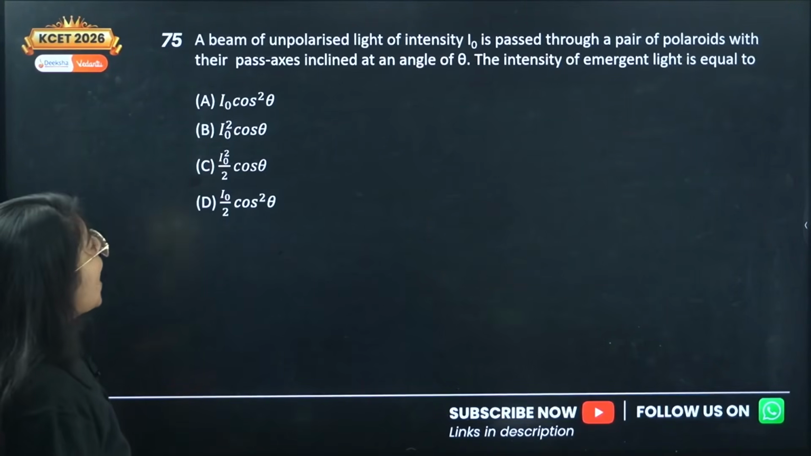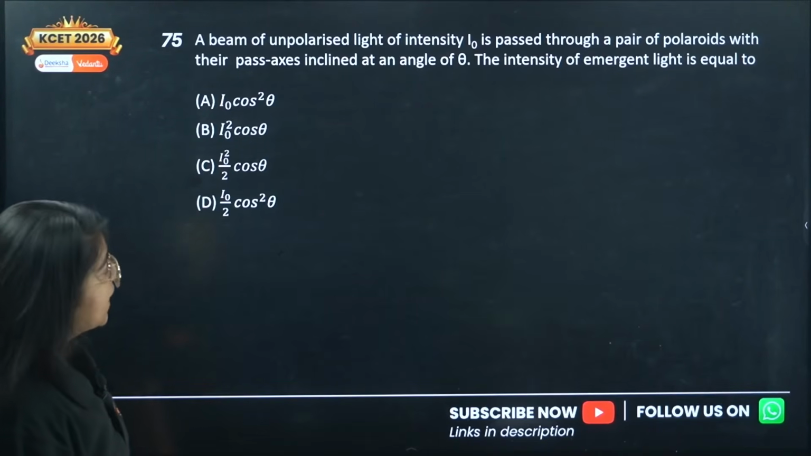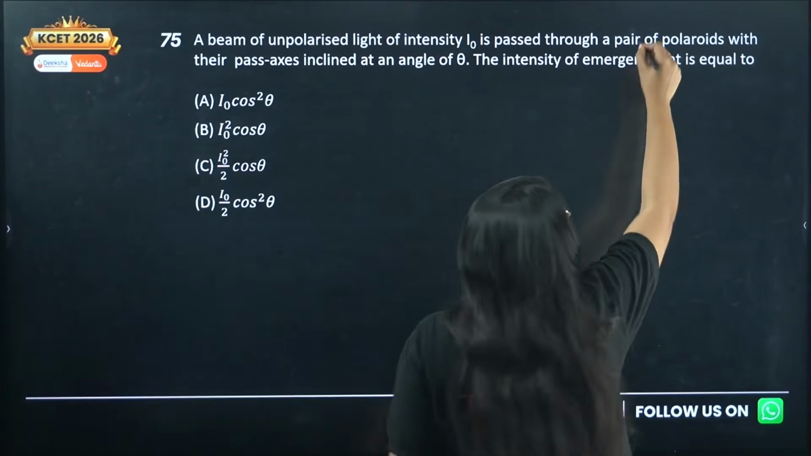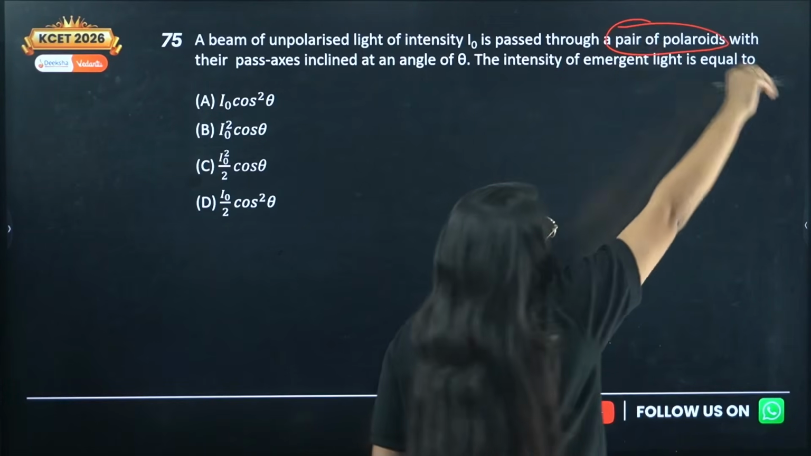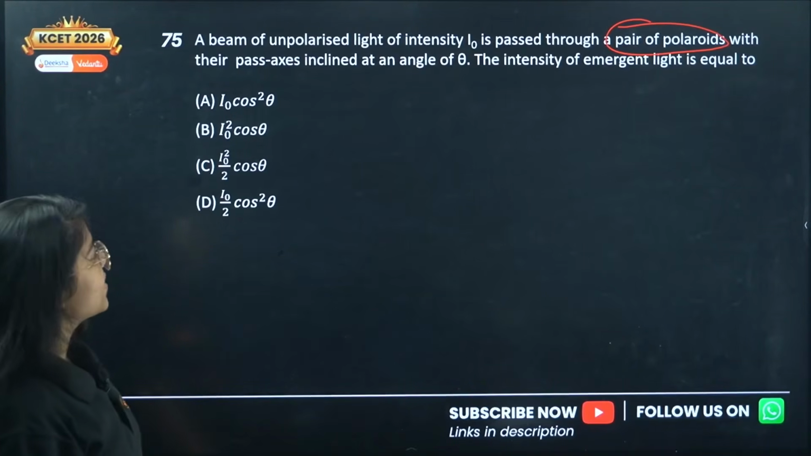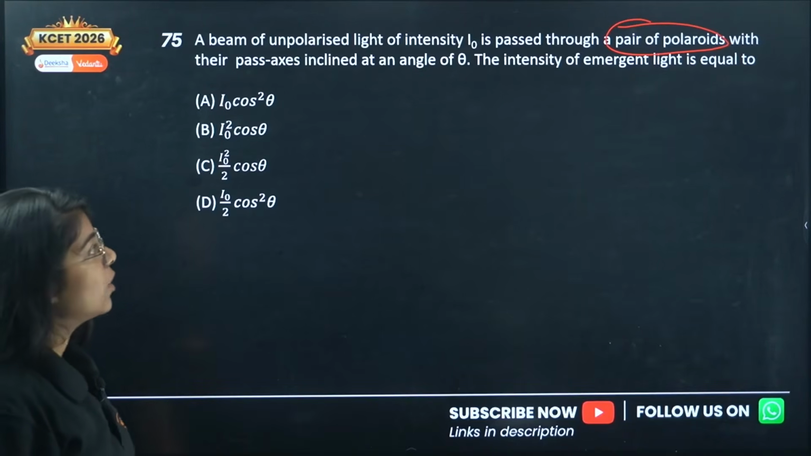75th question. A beam of unpolarized light of intensity I naught is passed through a pair of polaroids. Remember, it's a pair of polaroids, not just a single polaroid. With their pass axes inclined at an angle of theta, the intensity of the emergent light is equal to what?